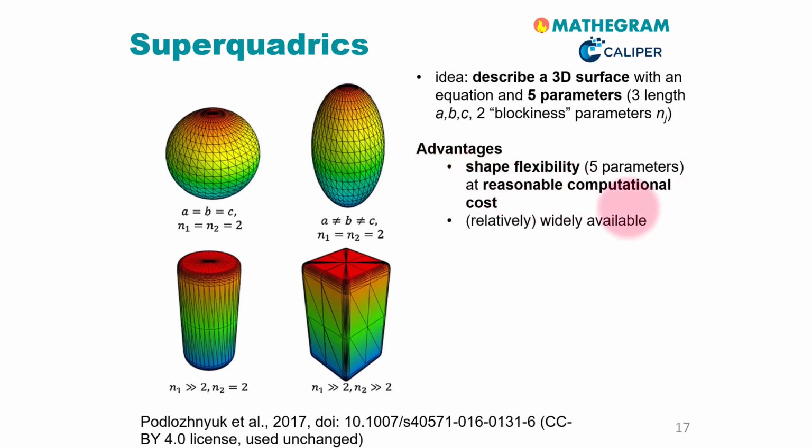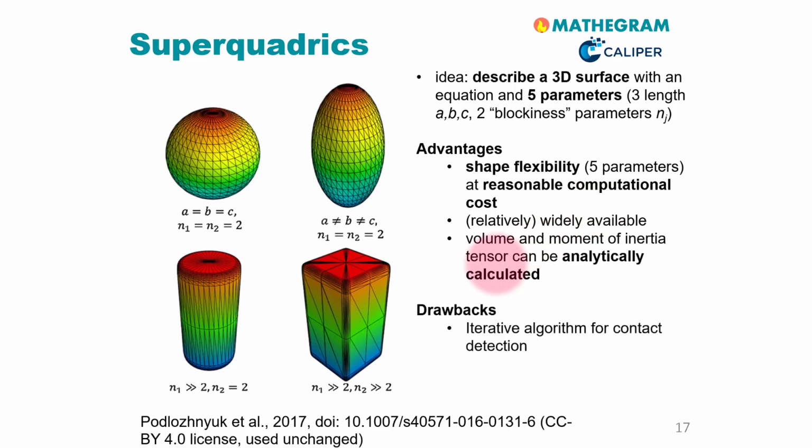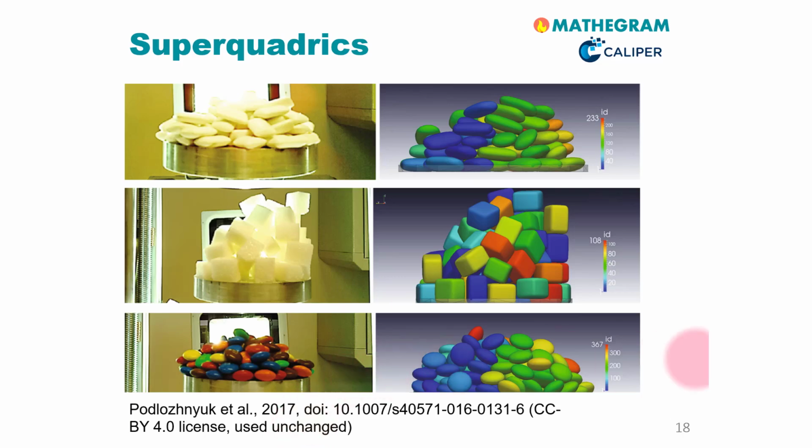They are relatively widely available, and the volume and moment of inertia tensor can be analytically calculated. This is nice. The drawbacks are that there is an iterative algorithm for contact detection and that typically we only allow for convex particle shapes. That doesn't mean that superquadrics cannot be used for non-convex particles, but this specific algorithm, for example, can only handle convex particles.